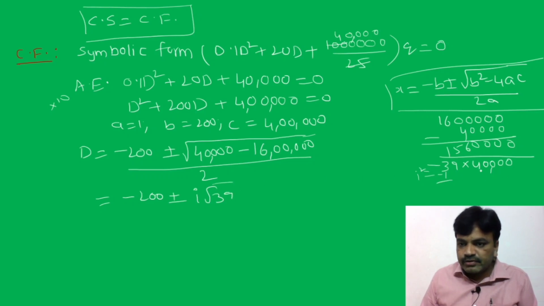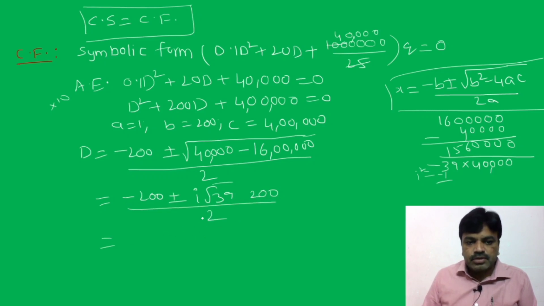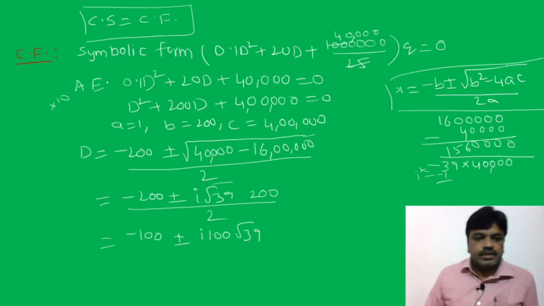Okay, square root of 4 means 2. For 4 zeros, square root means 2 zeros, so we get 200, divided by 2, friends. We get here minus 100 plus or minus i 100 root 39. So the complementary function is as follows.